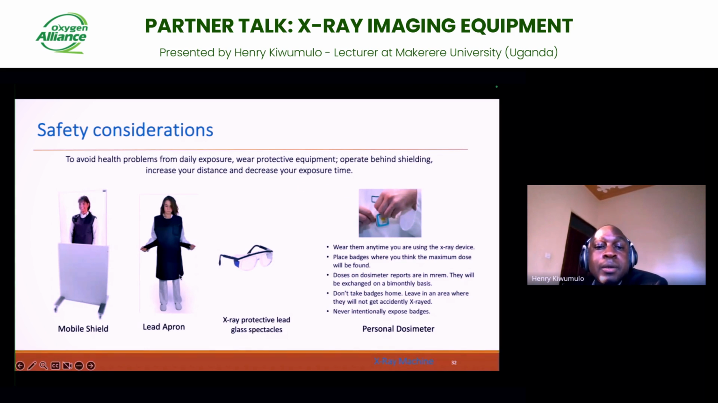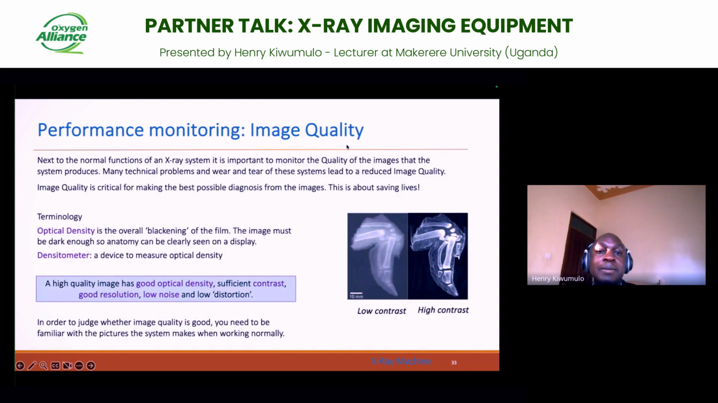Sometimes the workers have to dress using the lead apron. There are sometimes the protective lead glass spectacles or goggles. But of course, there are also what we call the badges. We call them personal dosimeters, so they can be put on by the radiographers or the other workers, because there are some spots that you may not know that the dose is intensive at this point. So these dosimeters can help you to at least guide you where there could be changes.